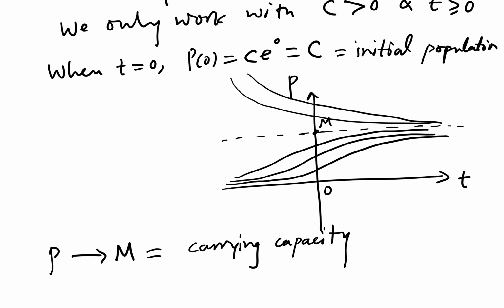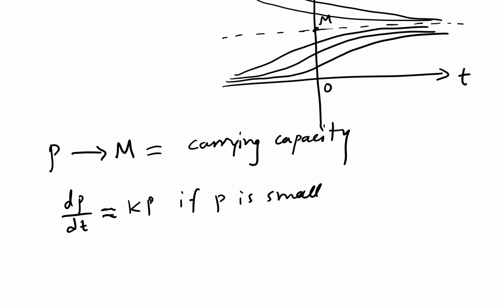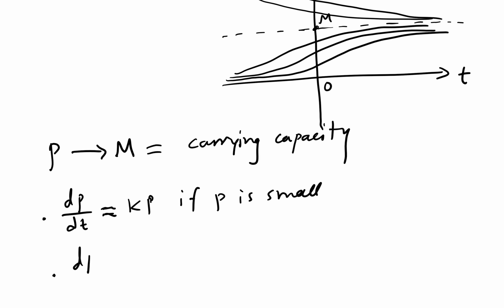And what is this for? First, we have the dp/dt. We said it's about kp if p, the population, is small. And that's one thing. Second, dp/dt is going to be negative if p is bigger than m. So if the population is higher than m, the dp/dt is going to be less than zero.